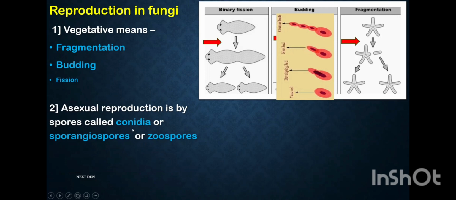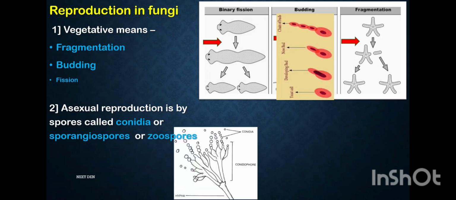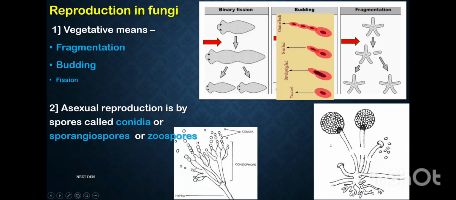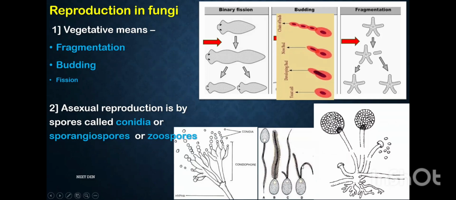The various asexual spores which take part in asexual reproduction in fungi are conidia. You can see these conidia which are present on special mycelium called conidiophore. Then sporangiospores. These are in a sporangium containing the asexual spores called sporangiospores. And zoospores. Now these zoospores are motile asexual spores.